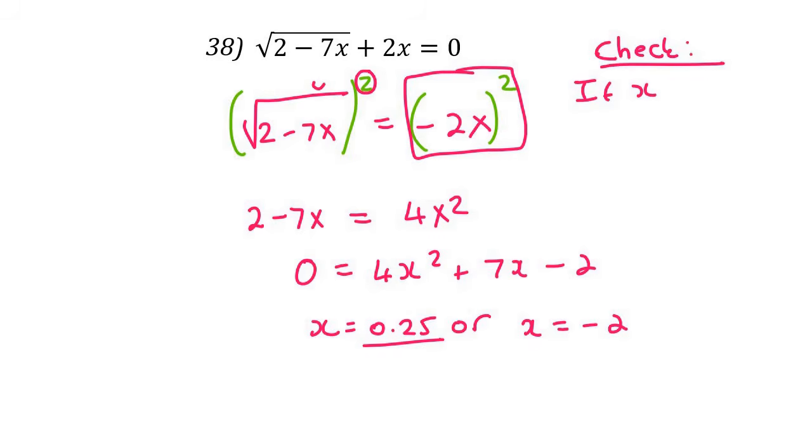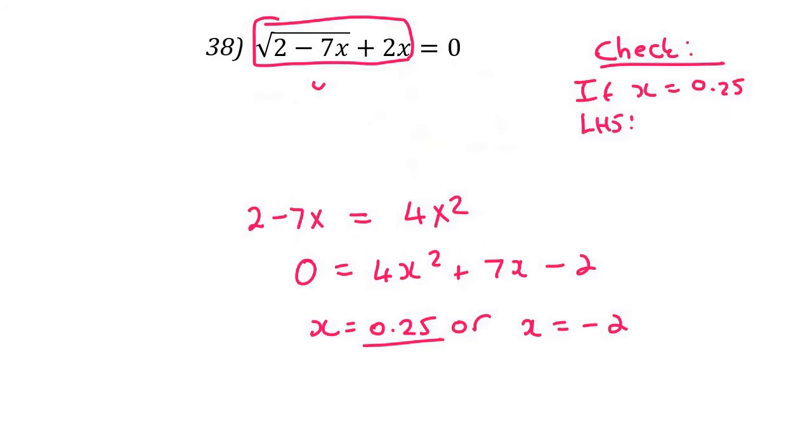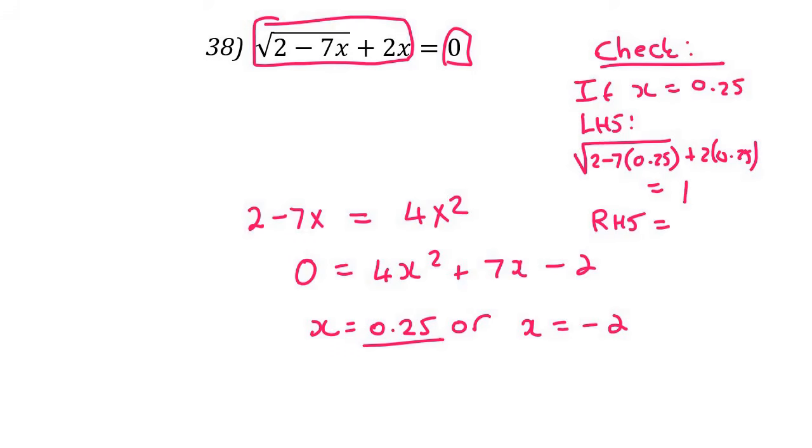So if x equals 0.25, then we need to work out the left-hand side of the equation. So I'm going to plug it into there. And so that's going to give me the square root of 2 minus 7 times 0.25 plus 2 times 0.25. And that gives us a value of 1. Now we look at the right-hand side and look at that. It's equal to 0. So the left-hand side and the right-hand side are not the same. So this one is actually a no solution, or it's not applicable.